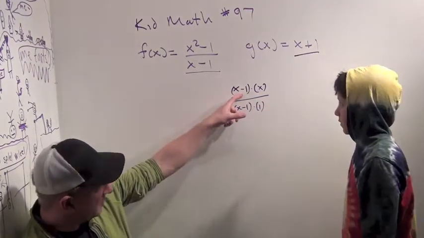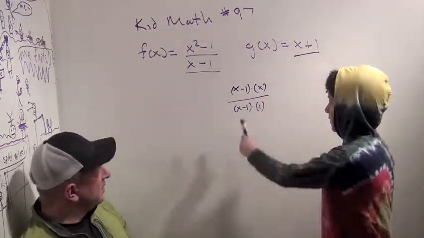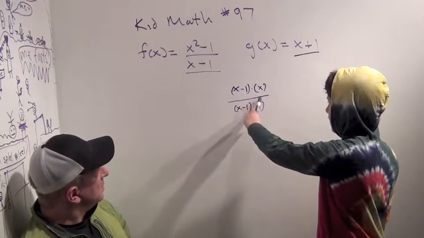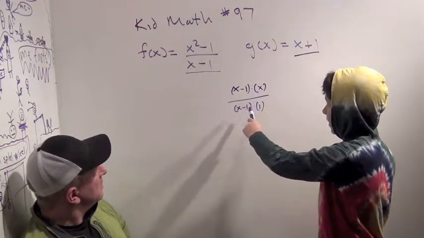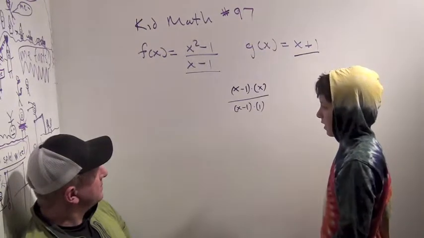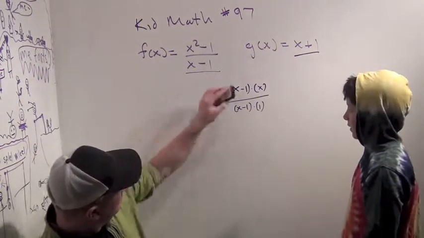Alright, would you multiply this out for me? x minus 1 times x. Oops. We have x squared minus x. That doesn't seem to work. Okay.